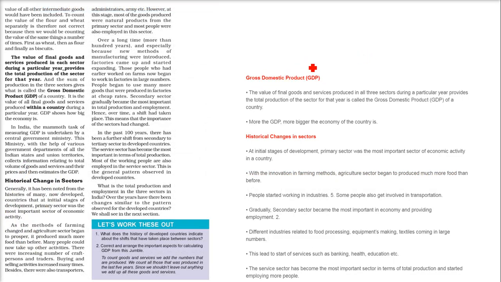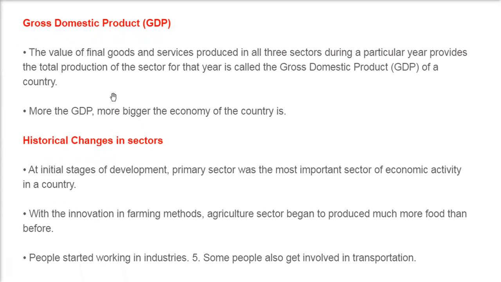Coming to a very important word, which is called gross domestic product, or GDP. Let me tell you about GDP. It's a very important term here. We have seen that we have to see the final goods or services. Whenever I'm talking about goods, there are services also, because the tertiary division is also very important. Goods and services are produced in all three sectors, and whatever is produced by all these sectors during a particular year provides the total production of the sector for that year. This is called the GDP, or gross domestic product of a country.